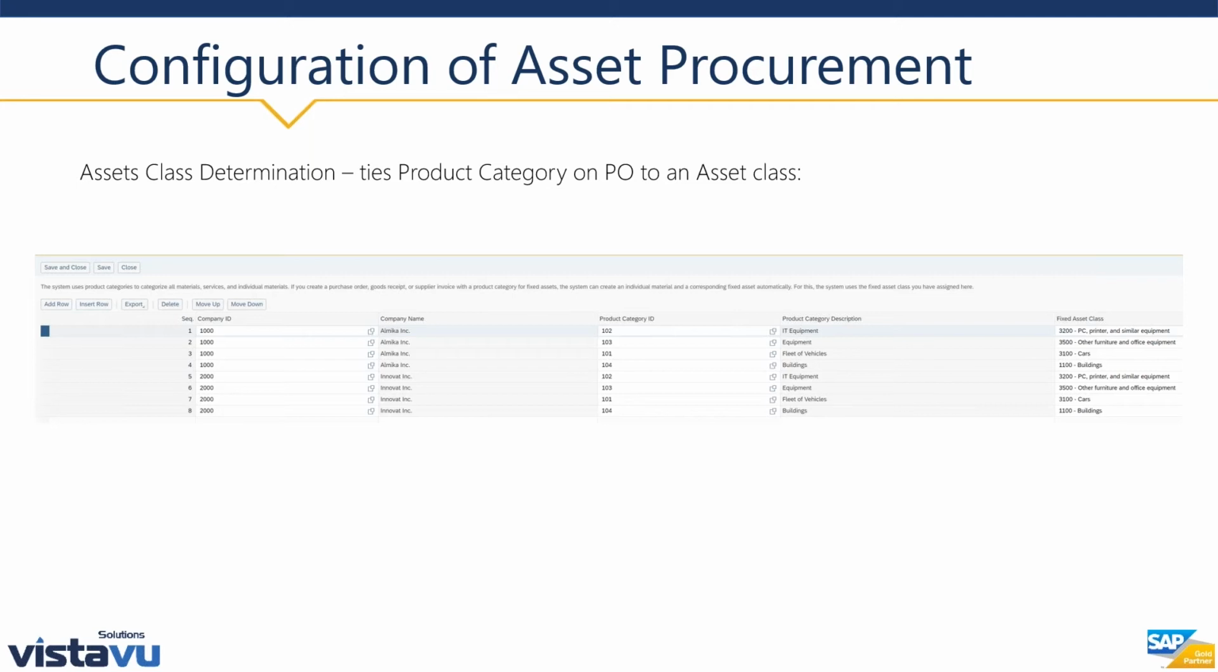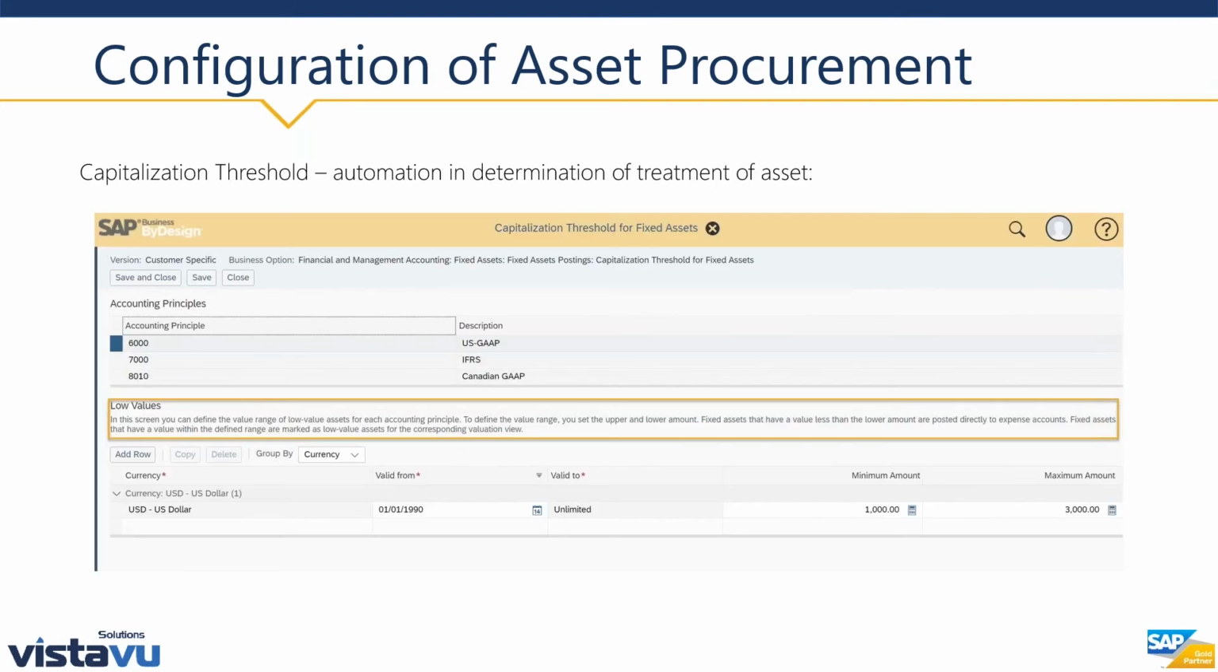When we get into the examples, we can talk a little bit about those product categories and whether there are exceptions to them being fixed assets. I will show you that when we get into the system. And then the second screen that you're going to want to do some setups on is your capitalization threshold for fixed assets.